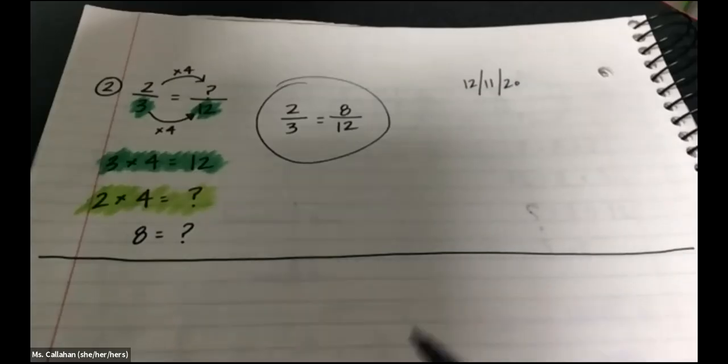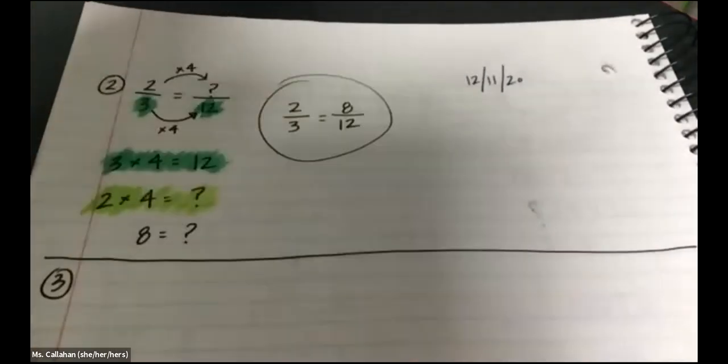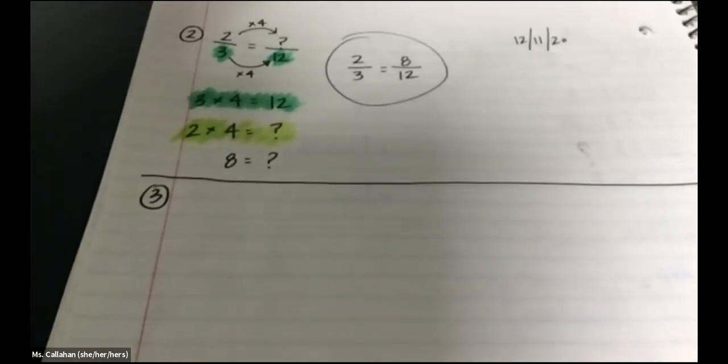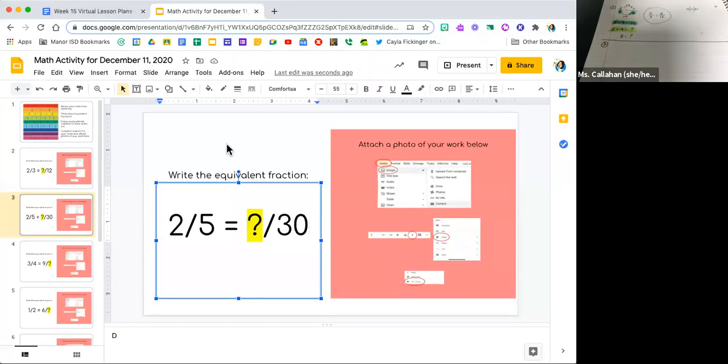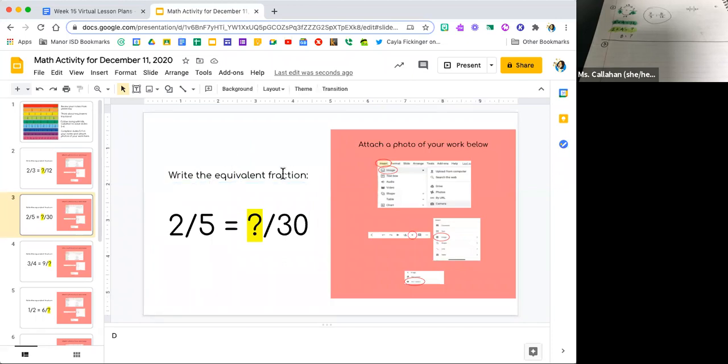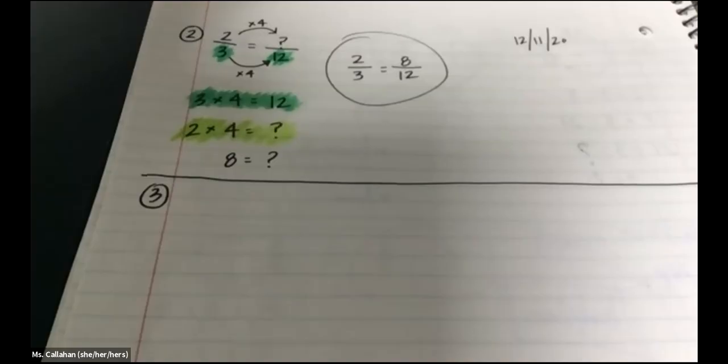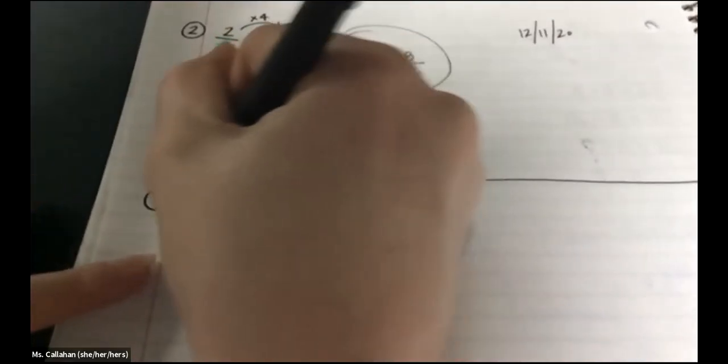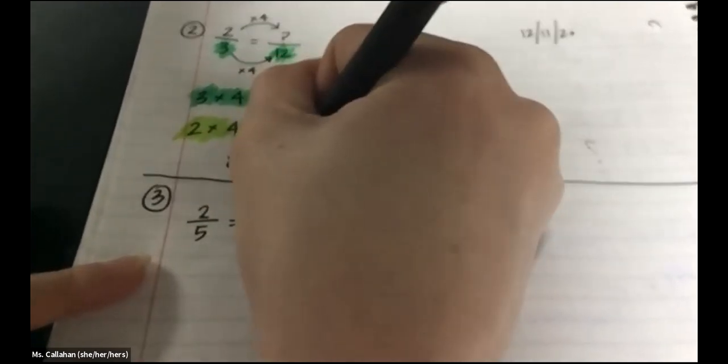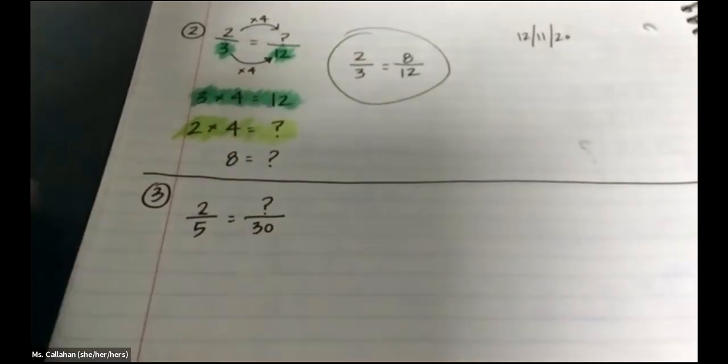On our page, I want you to put a 3 in a small circle. Okay? And we are going to work together to find the equivalent fraction of this one. Okay? Cool? All right, so let's check it out. Here it is. Slide number 3 says write the equivalent fraction. 2/5 equals question mark over 30, okay? So here we're going to put 2/5 equals question mark over 30, okay?